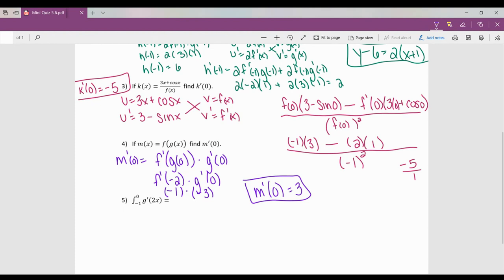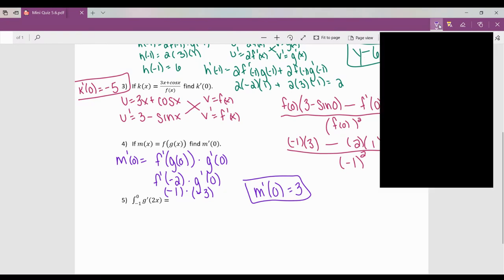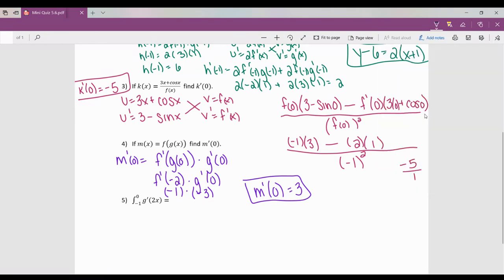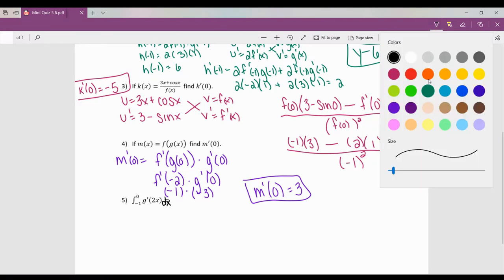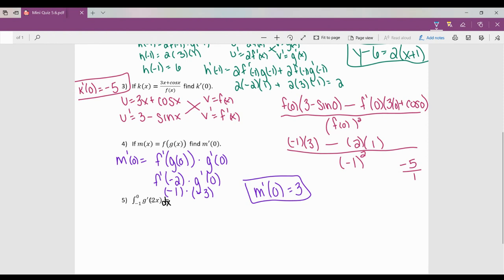Okay, and on to the last one. Uh-oh, I forgot to put a dx there. Shoot. We'll fill that in right there. That should have a dx. My fault, guys. Rookie mistake there. All right, so now we're doing the integral.